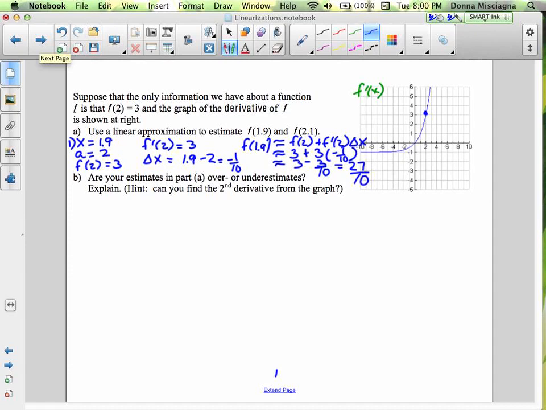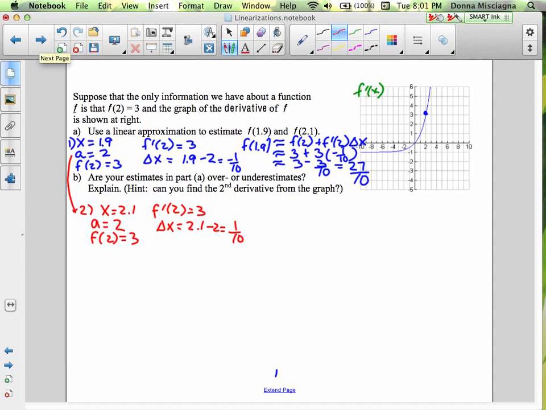All right, so we calculated out the first one. So f of 1.9, using the graph of our derivative and what we know about our function, is approximately 27 tenths. Let's do the same thing, but now x is 2.1. A is still 2. f of 2 is still 3. f prime of 2 is still 3. Change in x is the only thing that's changed. So now we have 2.1 minus 2, so that's positive 1/10.